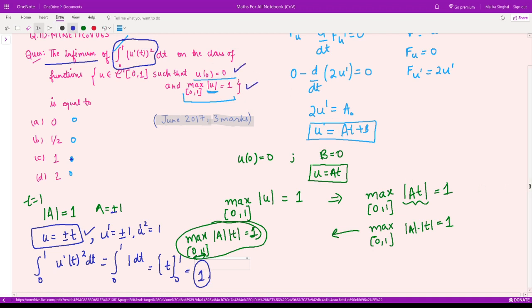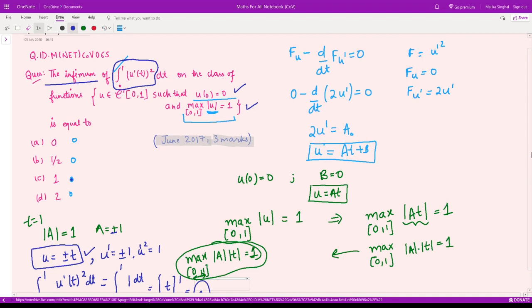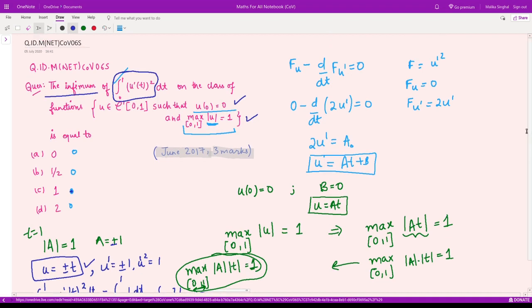So this was a pretty simple question. In this question you just have to find out the extremal, then you have to apply the left boundary condition and then this condition. After obtaining the extremal, you just have to substitute this value of the extremal into the functional to find the infimum value. So the answer is 1.